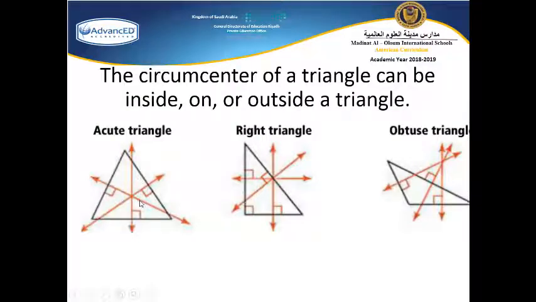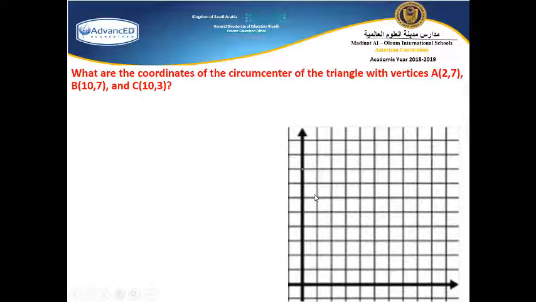The circumcenter, or the point of intersection of the perpendicular bisectors, may be inside the triangle like the acute triangle, or on the triangle like the right triangle, at the midpoint of the hypotenuse, or outside the triangle like the obtuse triangle. How to find the coordinate of the circumcenter?